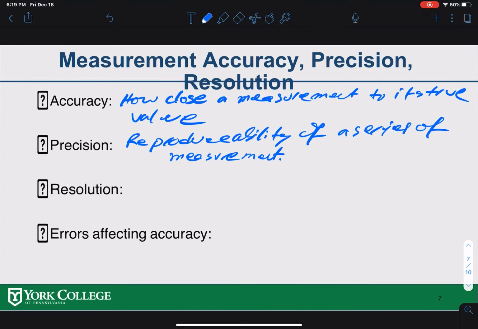Precision does not guarantee your accuracy. You could be getting the wrong result every time, not an accurate result, but you're precise. You're getting the same results every time.